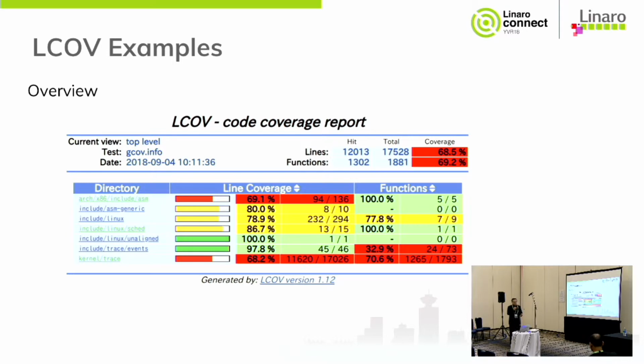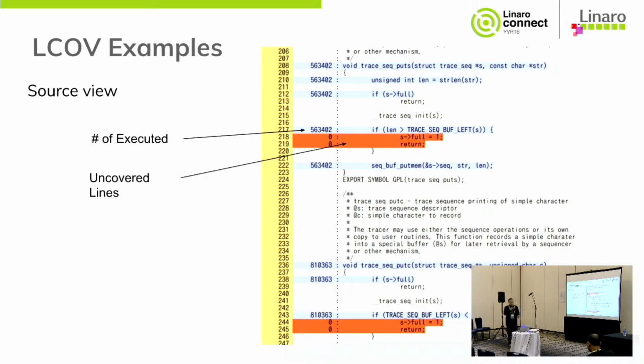So here is the LCOV example. This one is the overview of LCOV. It shows the coverage rate, and for each directory how much code is covered. It also reports the source code view, so which lines are covered, already tested, or there are uncovered lines shown with a red line. So this can tell you which lines are not covered.